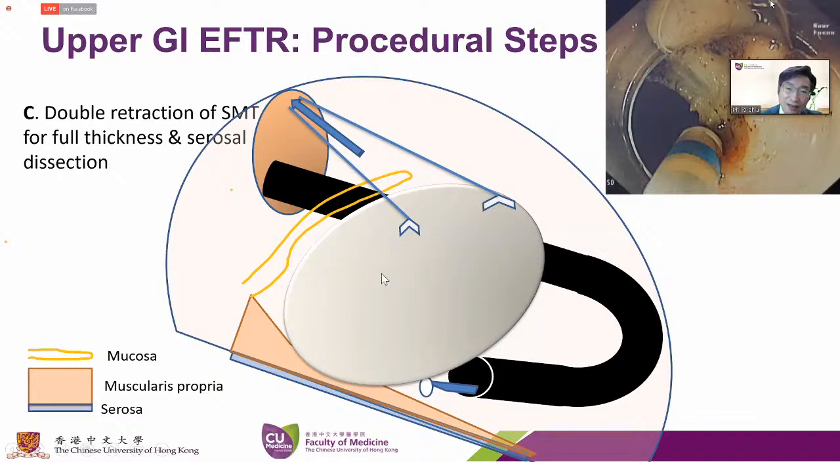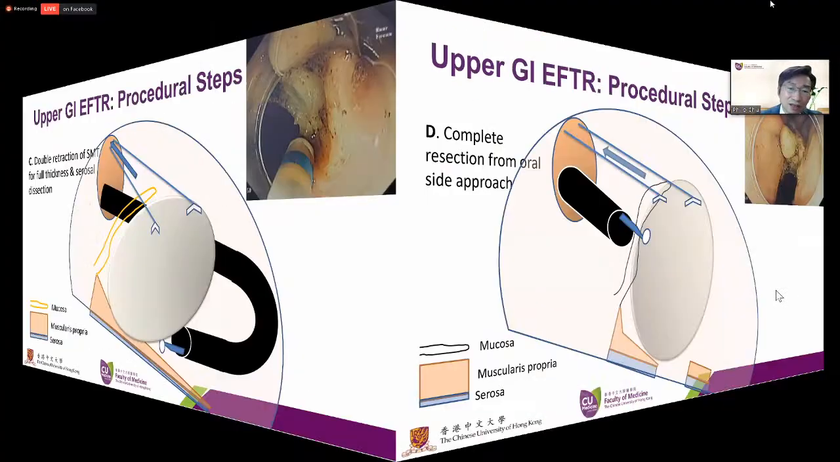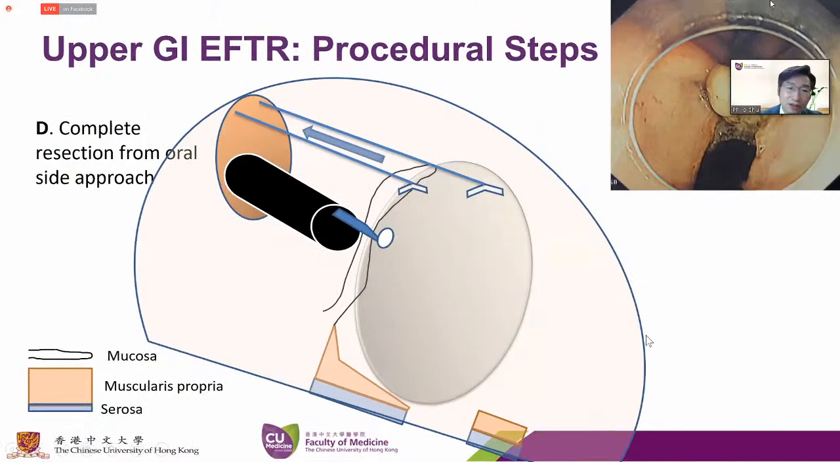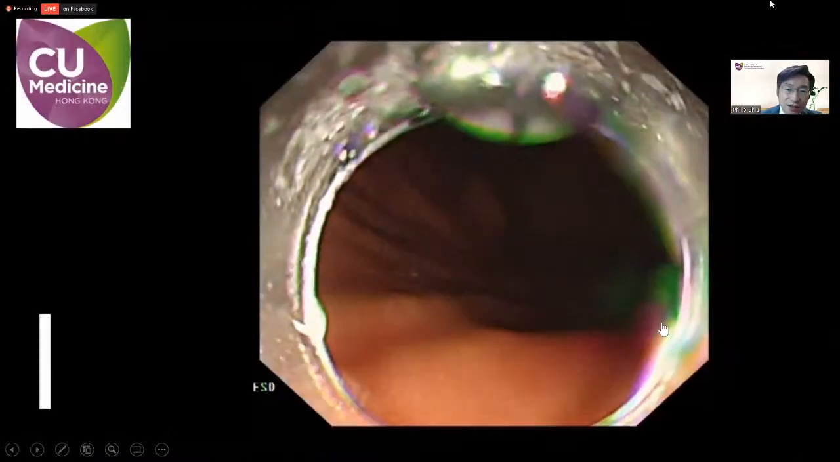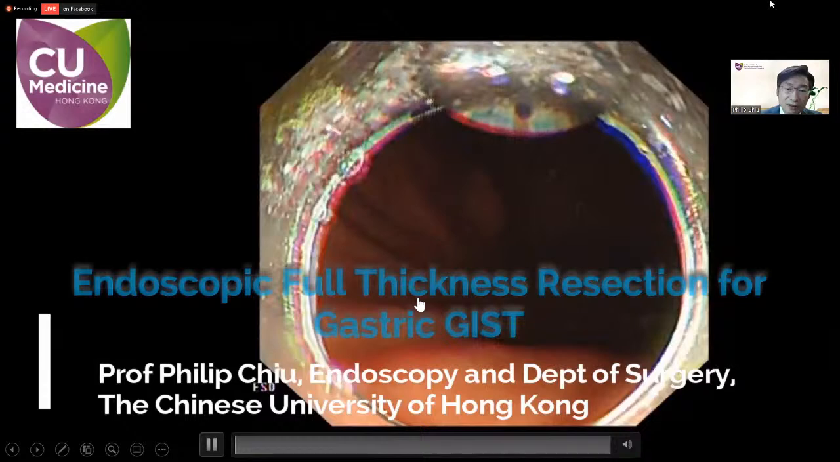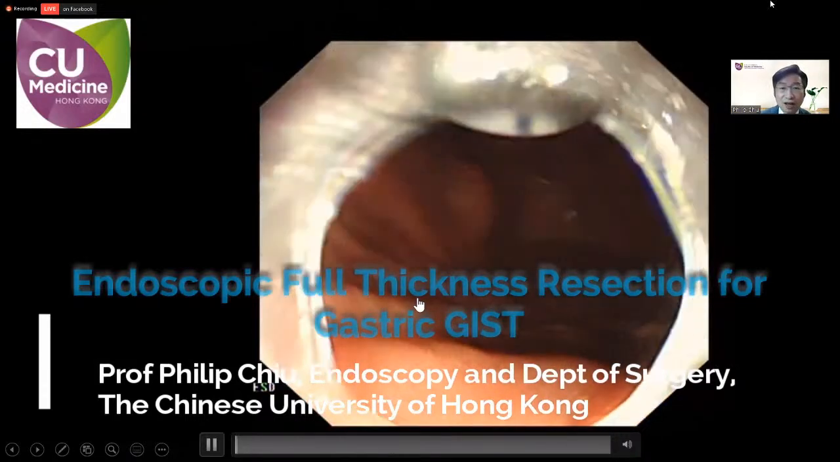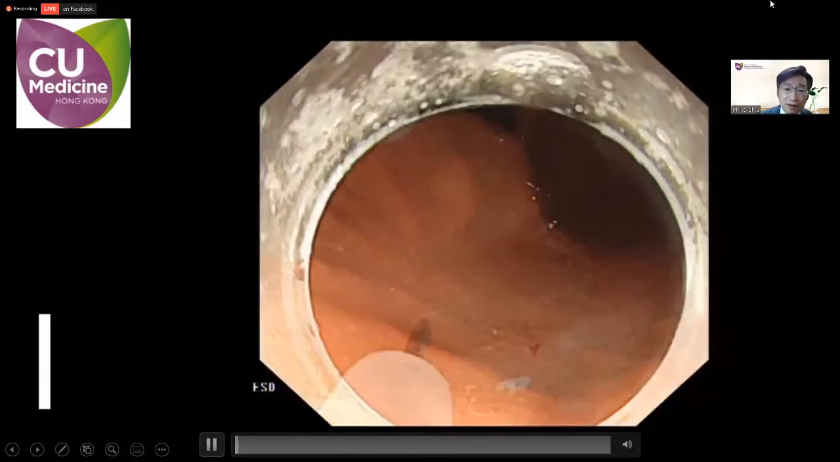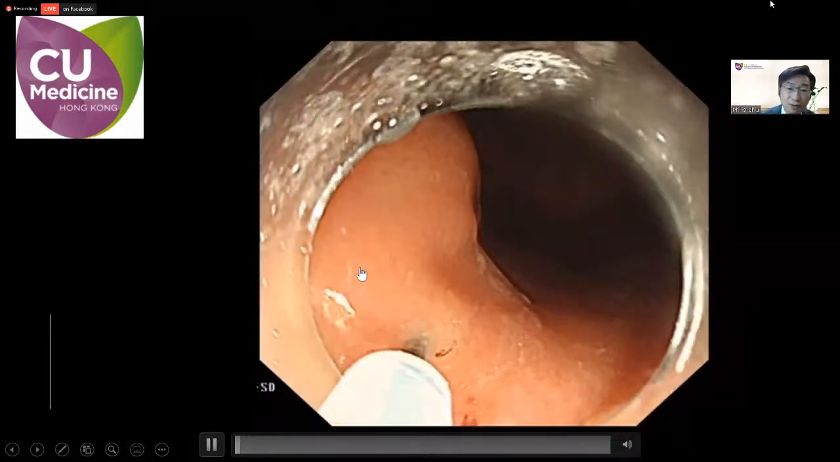So we can achieve this by pulling the tumor to the inside of the gastric lumen, and afterwards we finish the dissection and retrieve the tumor per orally. So this is one of my procedures of EFTR for treatment of the gastric GIST. This GIST is located over the gastric proximal body.